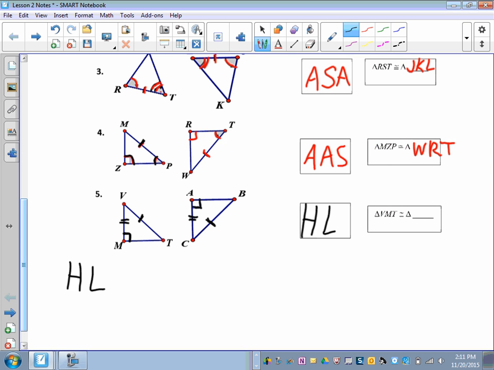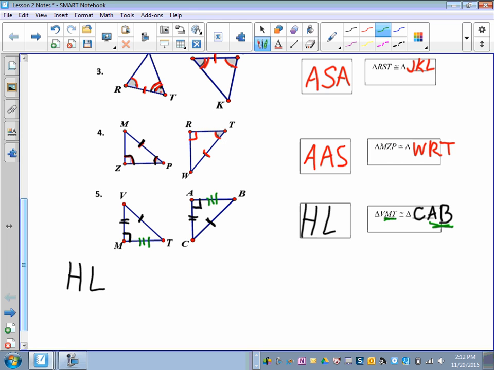Close. I heard someone say C. Notice how we go V to M, so we want side 2. C, A, B. And again, double check to make sure that the order you just said works. MT should match up with AB based upon what we said. MT, AB, that's my remaining side.